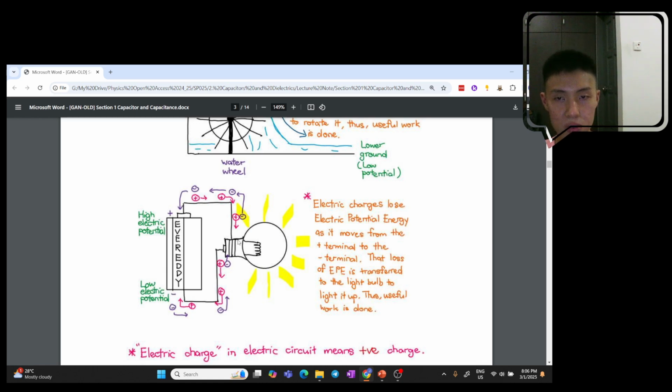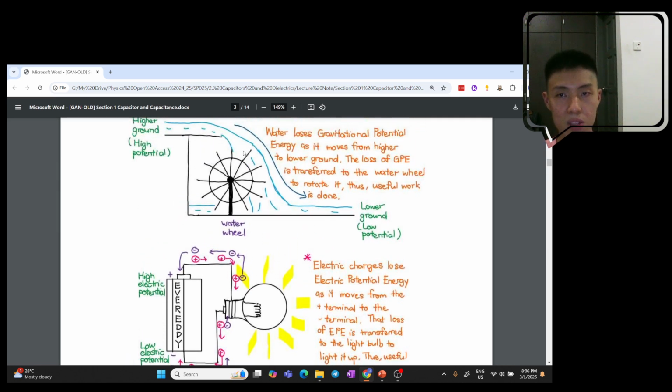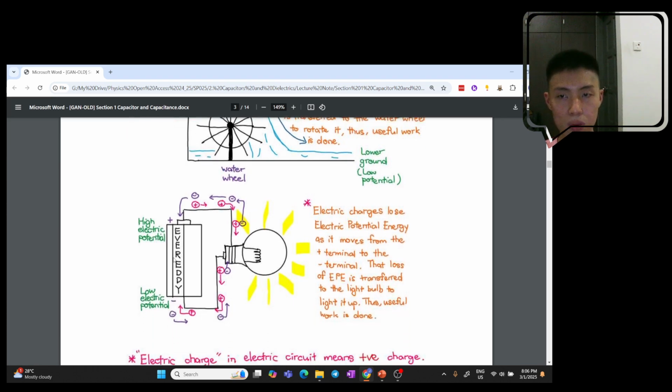So as it passes through a light bulb, it will cause the light bulb to light up. Why? Because this is similar to the situation here where you have water flowing from higher ground to lower ground. So you have high electric potential and low electric potential, and you flow in this direction. So you lose electric potential energy.